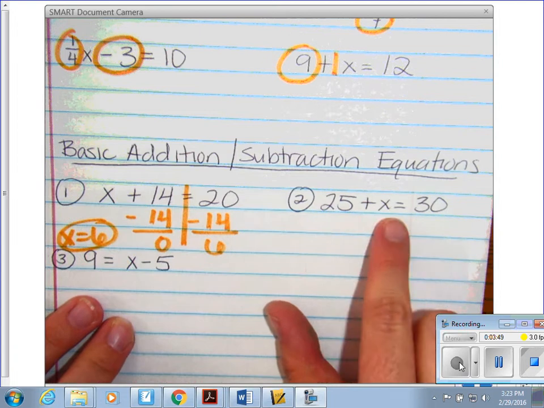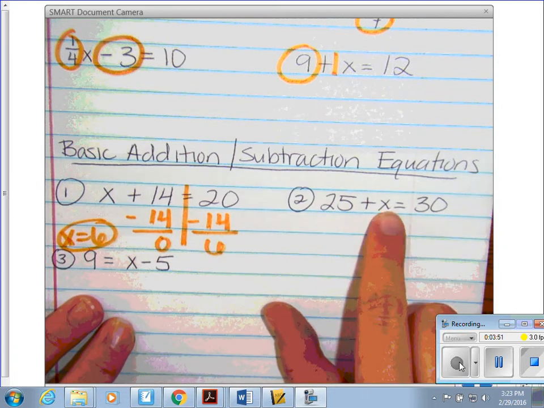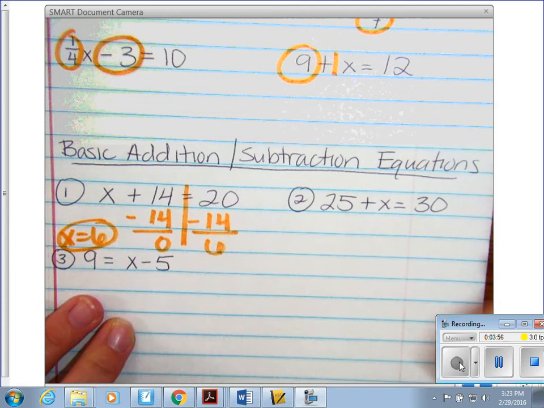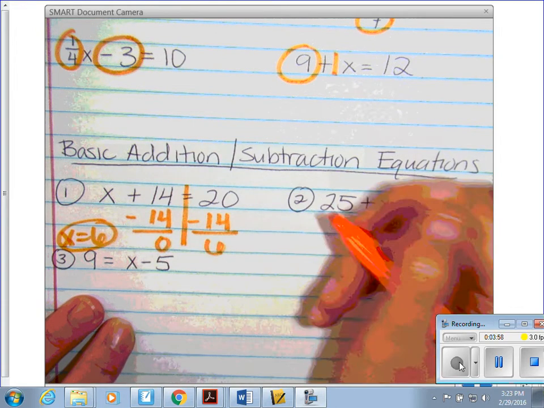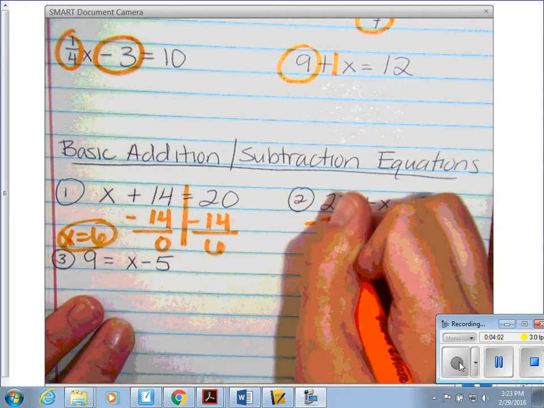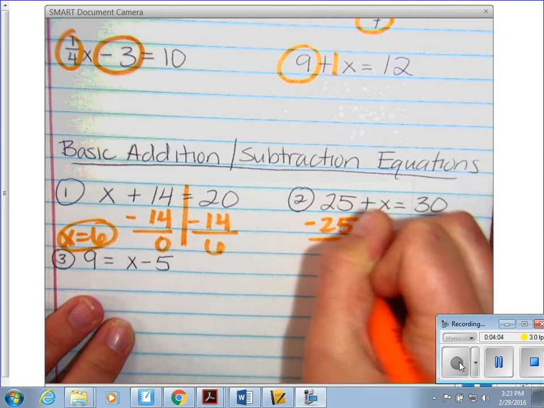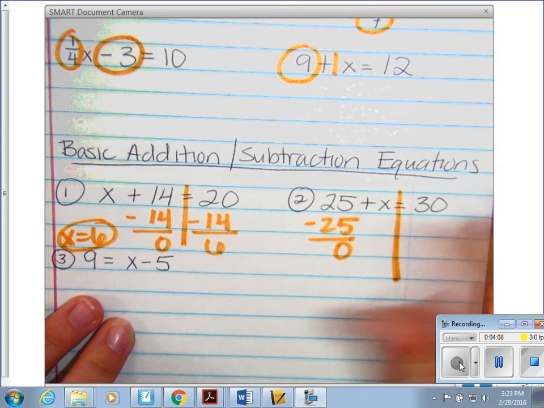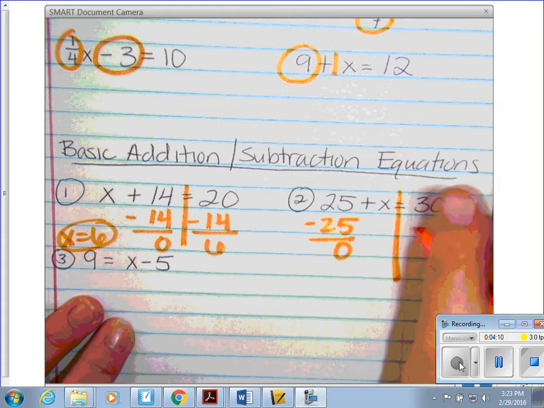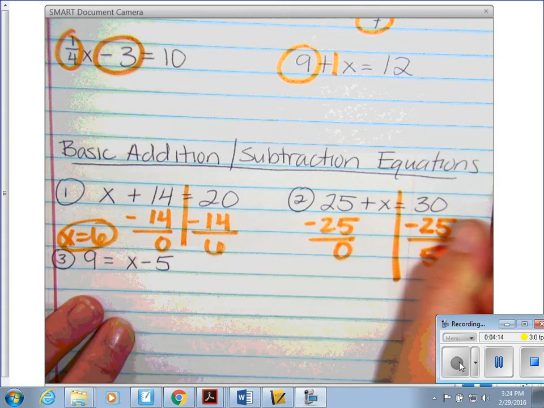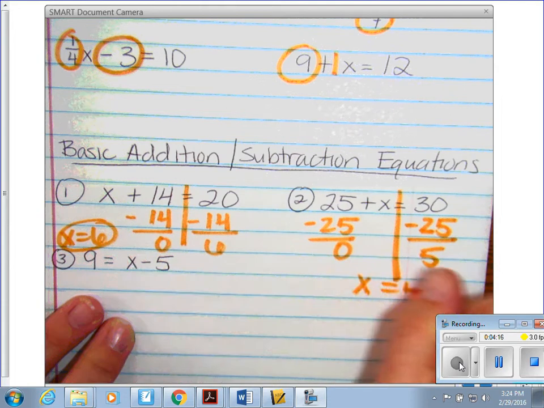Over here, I need to get x by itself, so how do I get rid of 25? Well, this is a positive 25, and to get rid of 25, or to go from 25 to 0, I'm going to subtract 25. Subtract 25 from that side. This line kind of represents either side of the equation. And I need to subtract 25 on this side. 30 minus 25 is 5. So x equals 5.